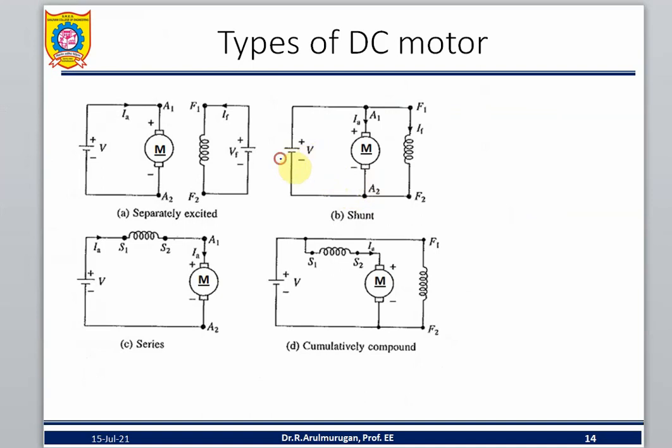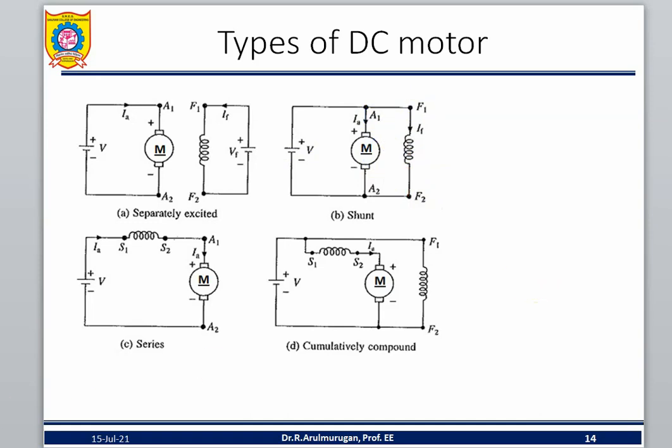Here I give the power supply to both windings, the armature winding and the field winding. When I do, armature flux is produced and field flux is also produced. These two fluxes interact, they fight. Then torque is produced. That's all. This is the motor operation.